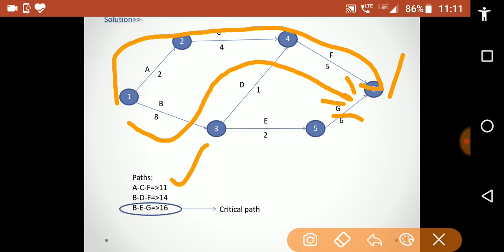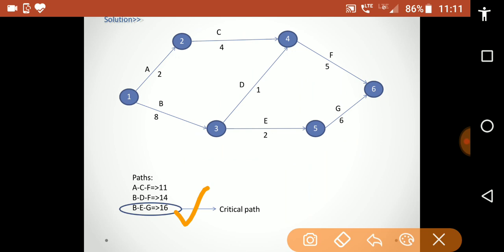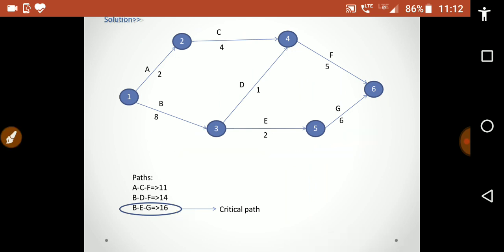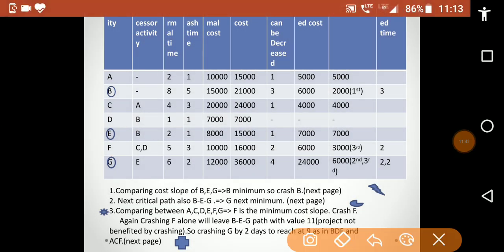Now the next path is BEG. The total time duration of this path is 8 plus 2 plus 6 equal to 16. So the path BEG is the critical path because its time duration is maximum. So here we have found the critical path, which is BEG.